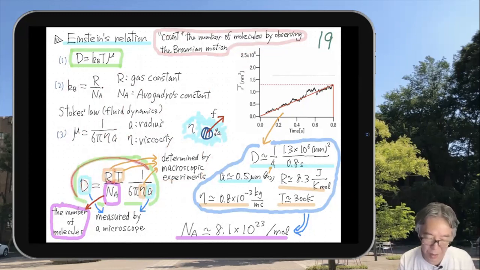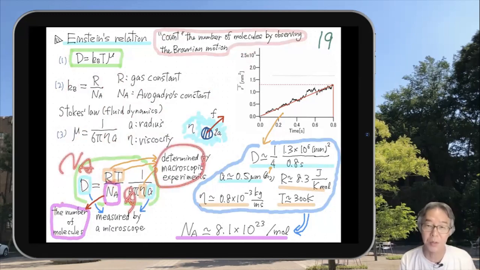This is a very unbalanced equality here. We have the number of molecules. You can never count them in the usual way. So this is a very, very microscopic quantity. The miracle of Einstein's relation is that you can solve this for N_A. And you can determine N_A by only using 6 pi and these quantities from macroscopic experiments and these quantities that you can measure by using a microscope.